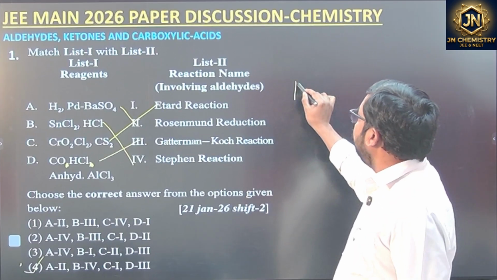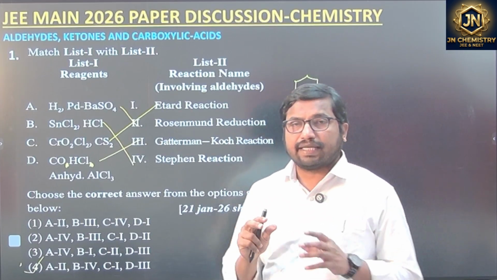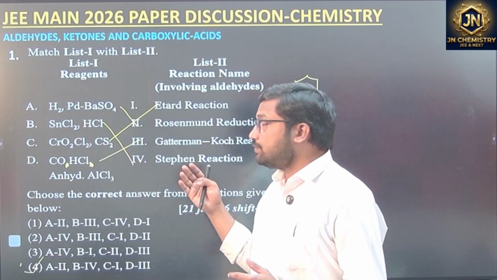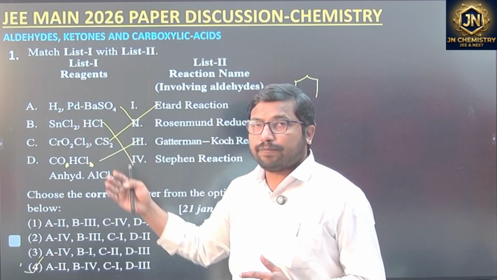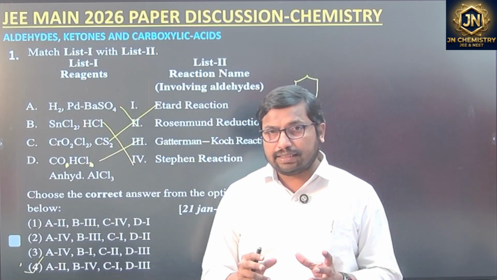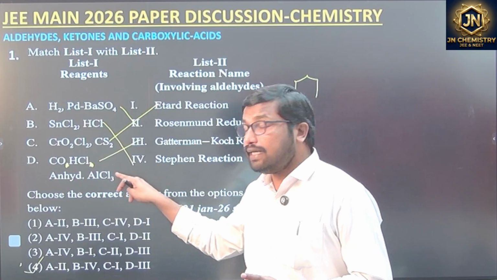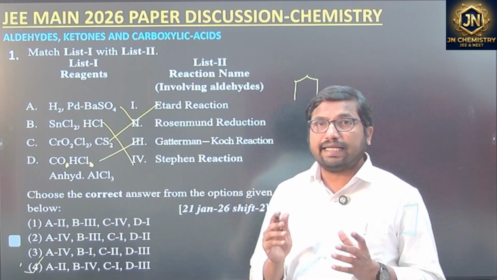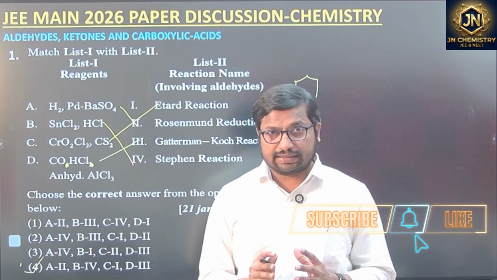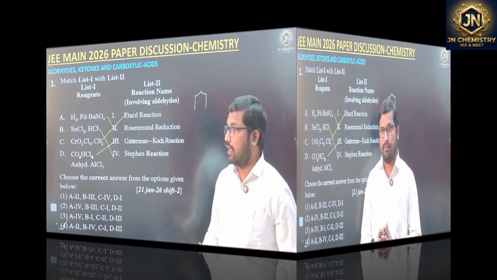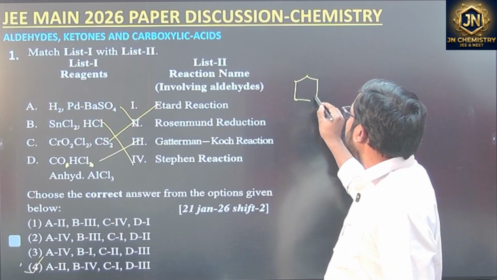Etard: when Etard means toluene in presence of CrO2Cl2, we get benzaldehyde. Rosenmund's means benzoyl chloride, with palladium in presence of barium sulfate we get benzaldehyde. And Gattermann-Koch: benzene plus CO, HCl, anhydrous AlCl3 gives benzaldehyde. And the Stephen reaction: cyanides with SnCl2 plus HCl give aldehydes. Simple and direct question.